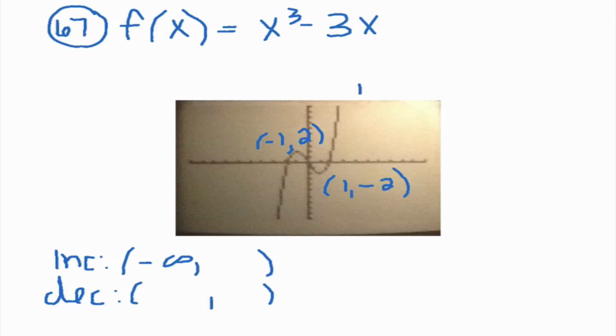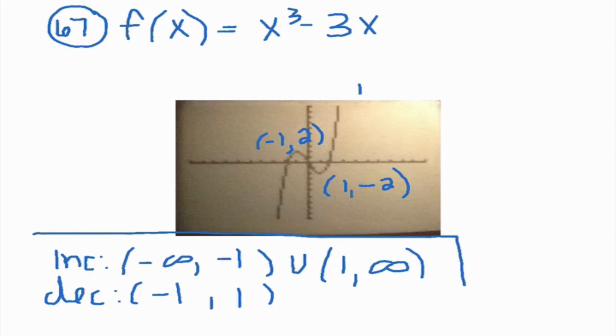Whenever we are talking about increasing or decreasing, I only care about the domain. I only care about the x values. So if we look, it is increasing until I hit an x value of -1. As soon as I hit -1, it starts decreasing until I hit an x value of 1. At that point, it starts to increase again until we hit infinity. So this would be our answer right here.